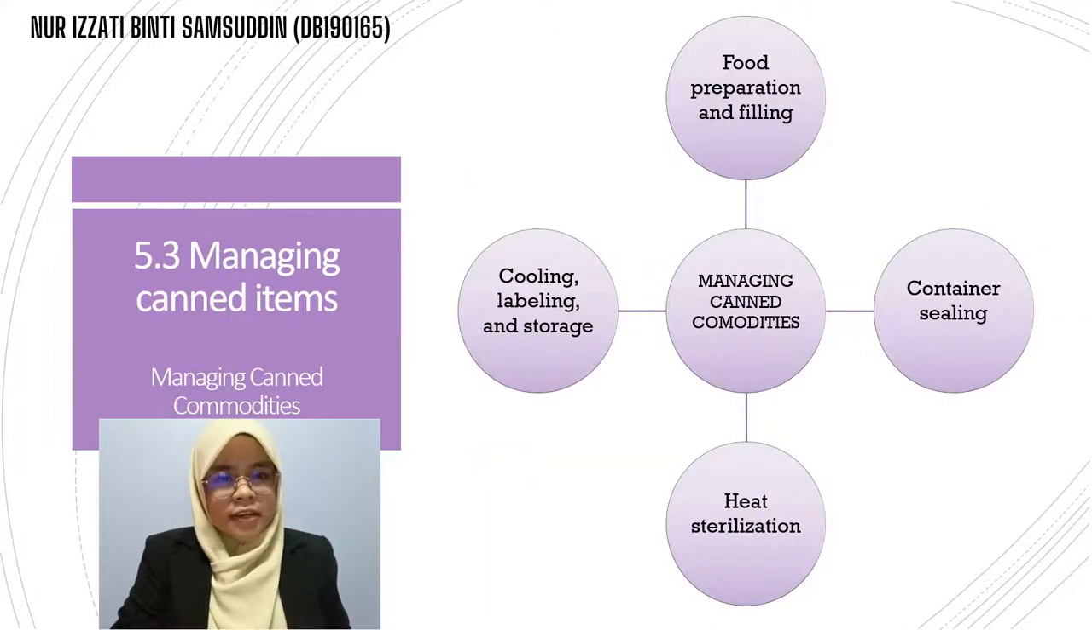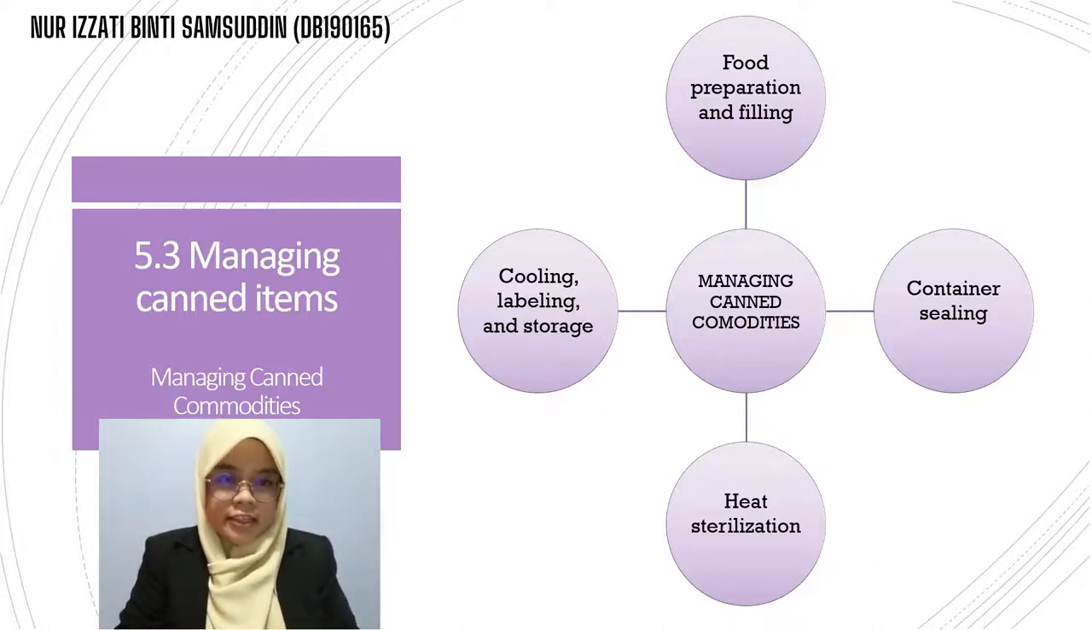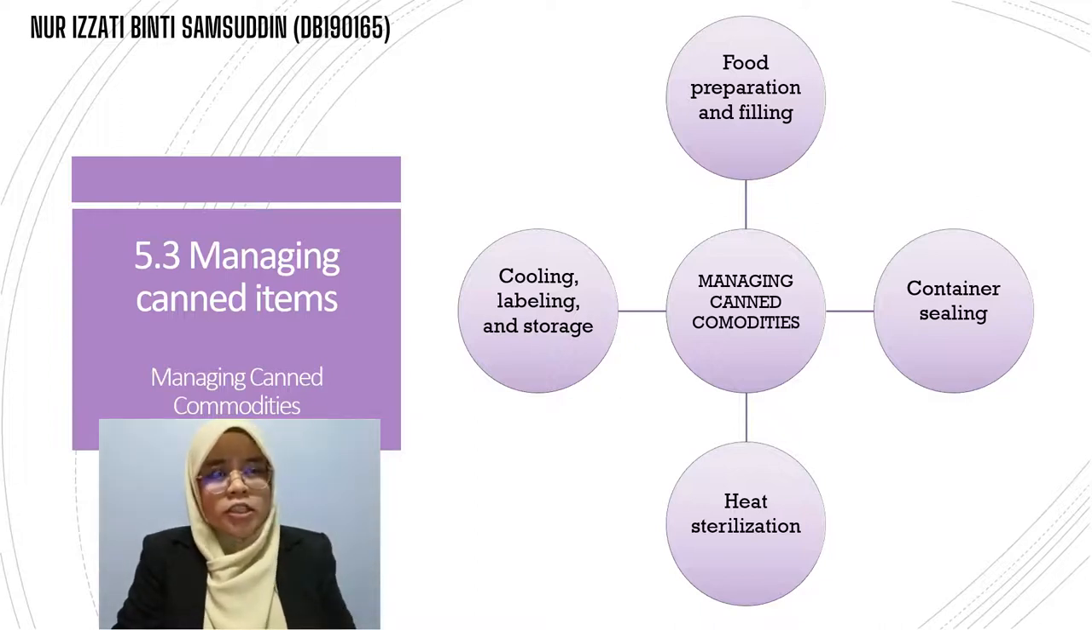Next, I will explain how to manage canned commodities. I will use some examples so all of us will find it easier to understand this topic. I will use fruit and vegetable canning as an example. The process of canning itself may be envisioned as four major operations. Number one, food preparation and filling.